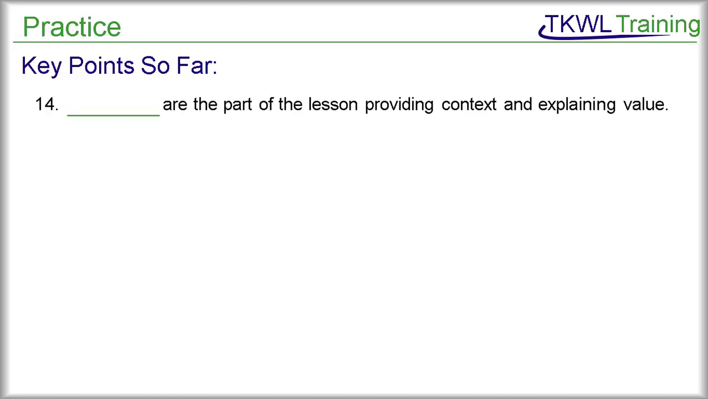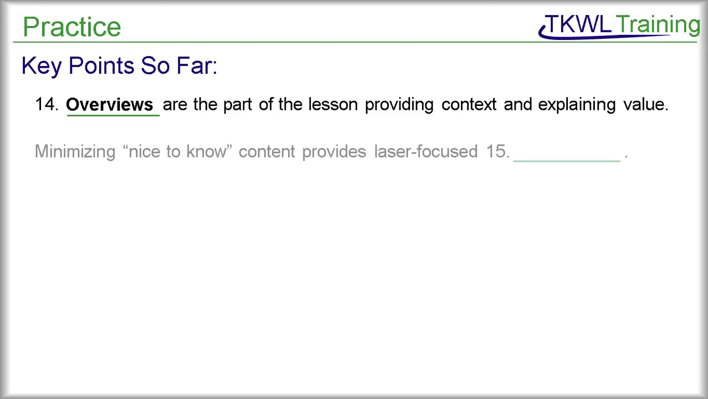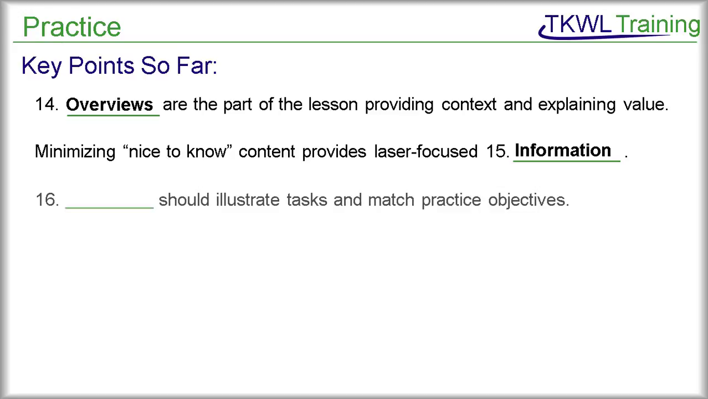For the categories that directly relate to content development, context and value are the domain of the overview, in which the teacher or course clarifies what's going to be learned and why that's important. We want to ensure that a course's information is need-to-know only. That which is nice to know blurs the focus.